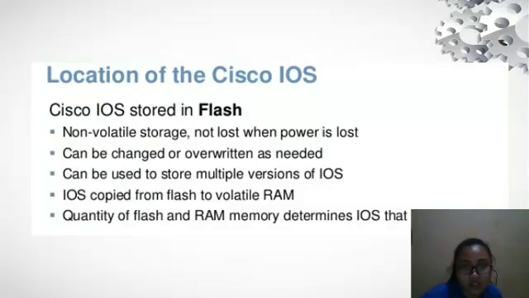Location of the Cisco IOS. Cisco IOS is stored in flash, which is non-volatile storage, so it is not lost when power is lost. It can be changed or overwritten as needed, and can be used to store multiple versions of IOS. IOS is copied from flash to volatile RAM. The quantity of flash and RAM memory determines the IOS that can be used.